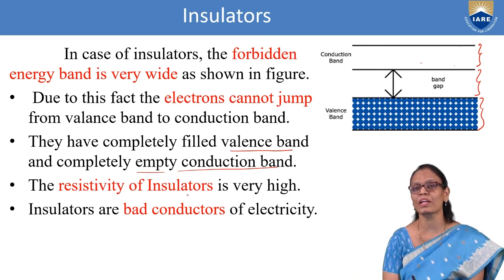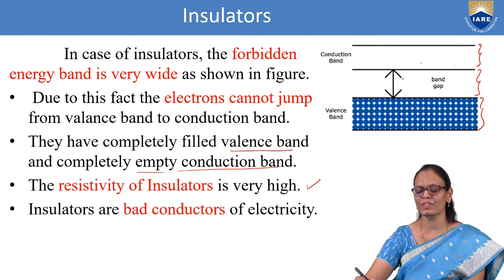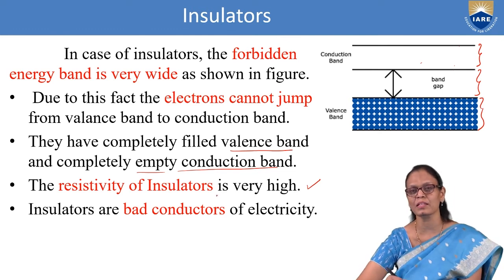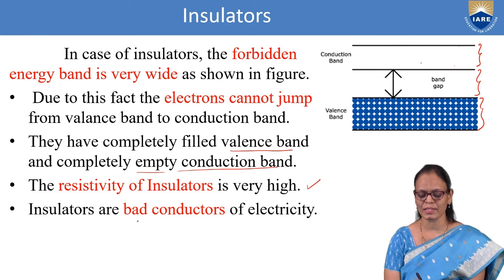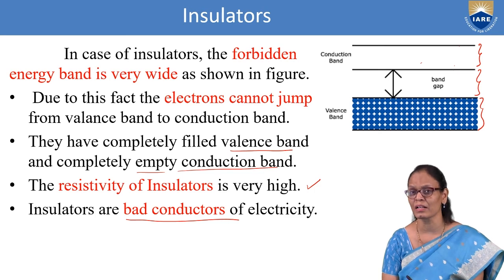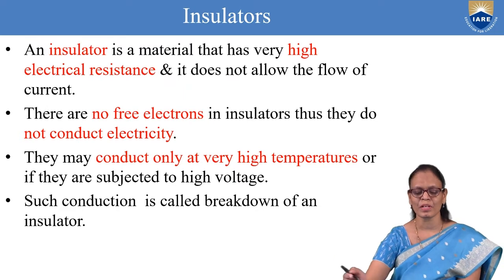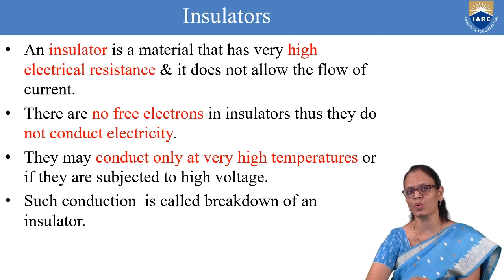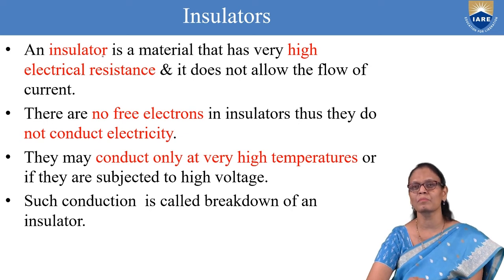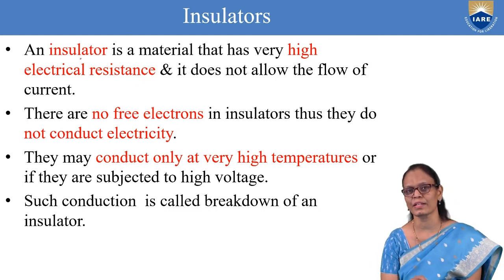So the resistivity of insulators is very high. Because of this band gap, we are saying that the resistance is very high, and insulators are bad conductors of electricity. That is why we call insulators bad conductors. They do not conduct electricity. So an insulator is a material that has high electrical resistance and does not allow the flow of current. When you are asked to define an insulator, it is a material which has high electrical resistance, meaning it resists the flow of current. So we call it an insulator.